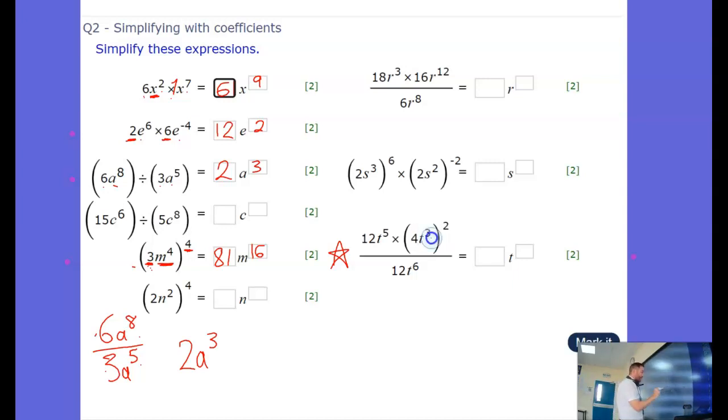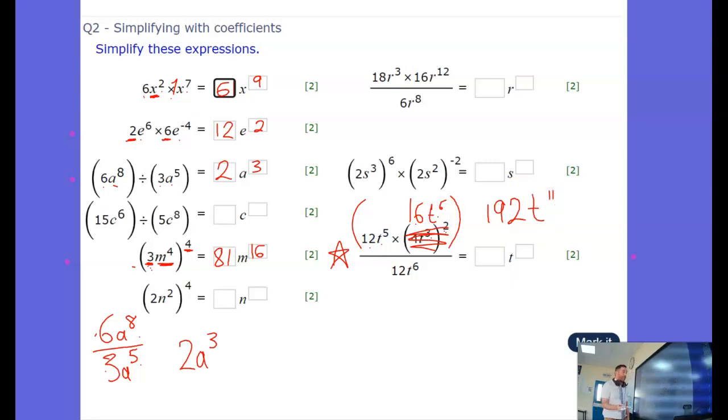Let's start by multiplying out this power. This is going to become t to the power of 6, and then 4 squared is 16. So that one there, we can change for 16t to the power of 6. Now let's do all of this top part. 12 times 16, 10 times 16 is 160, 2 times 16 is 32, 160 plus 32 I think is 192, so we're going to get 192, t to the power of 5 times t to the power of 6 is t to the power of 11.